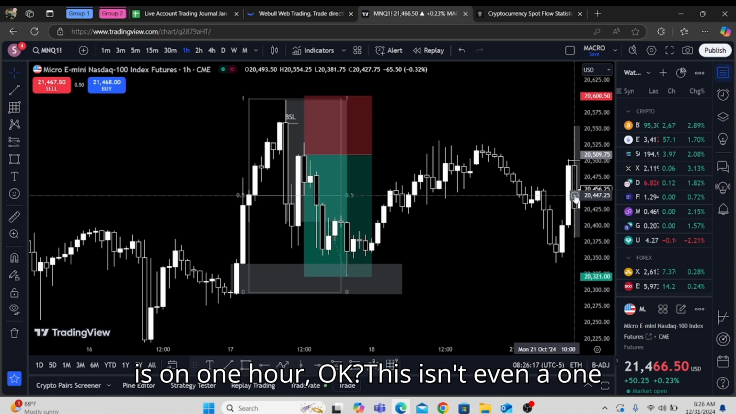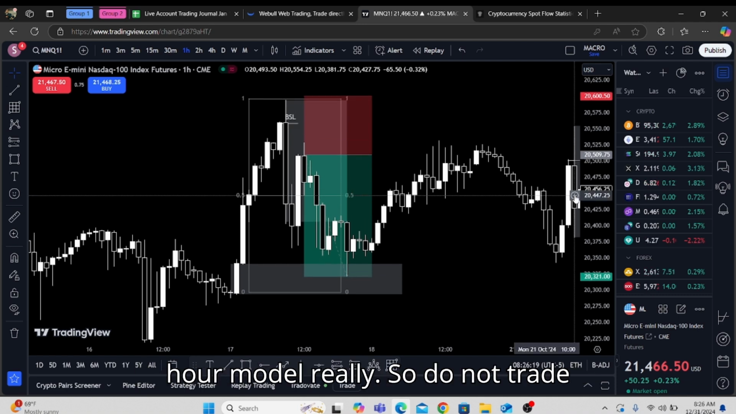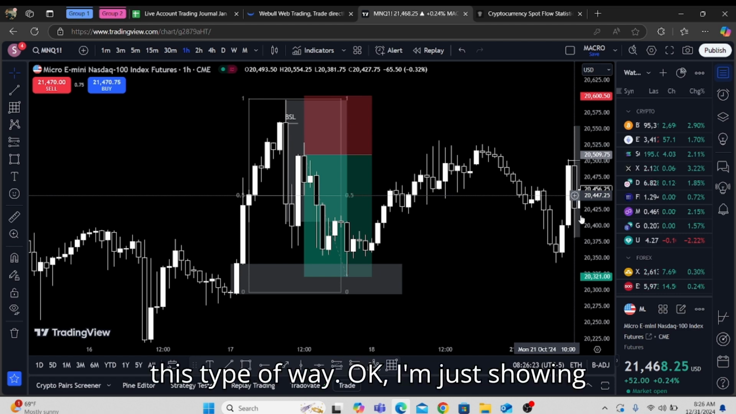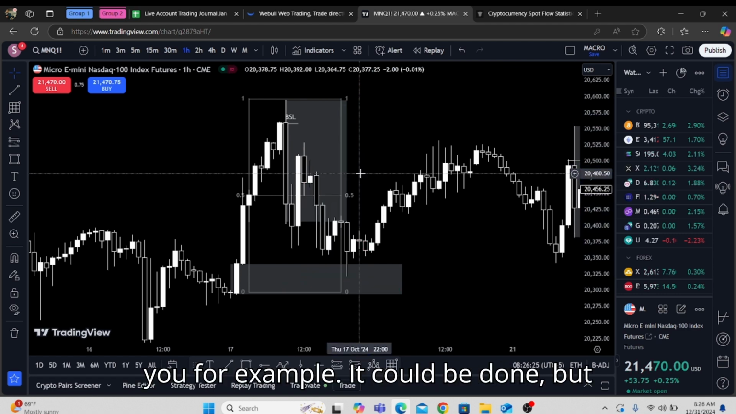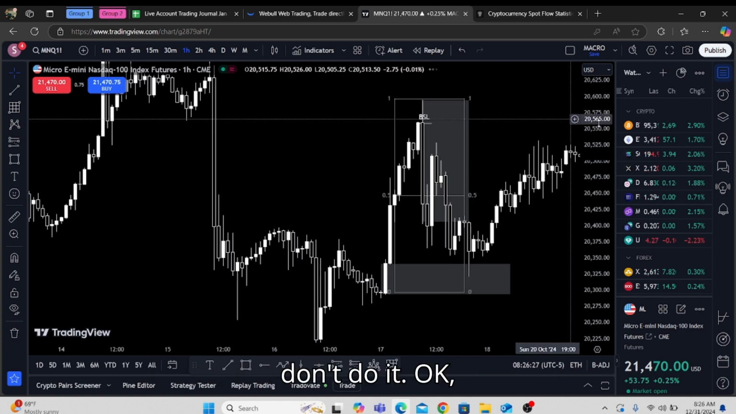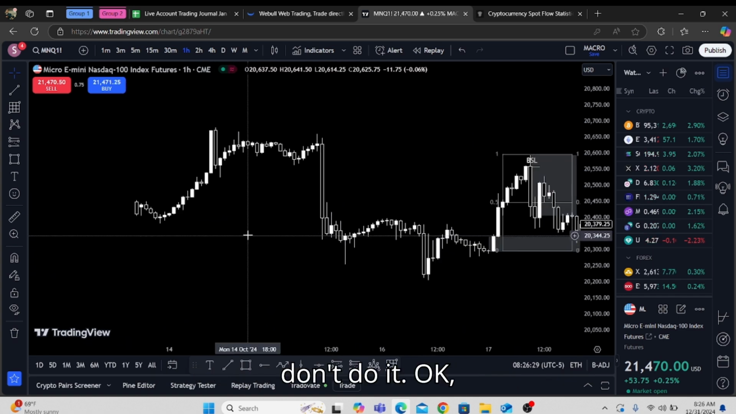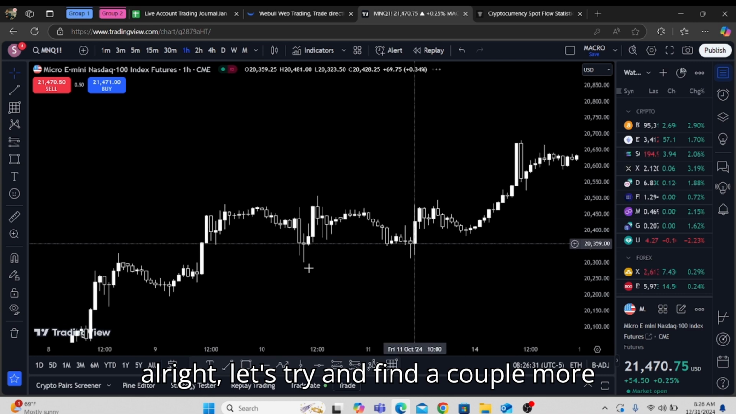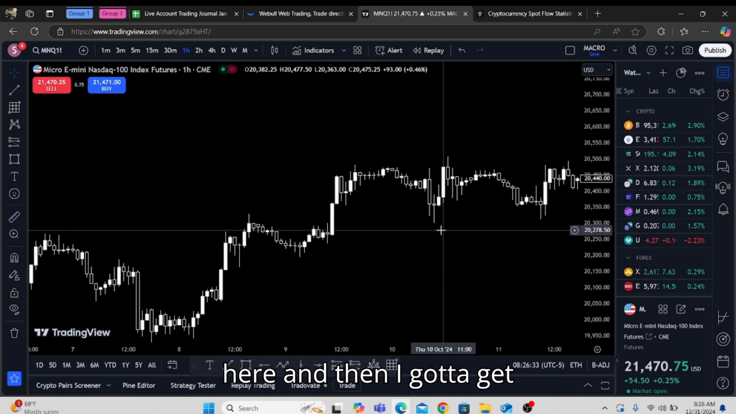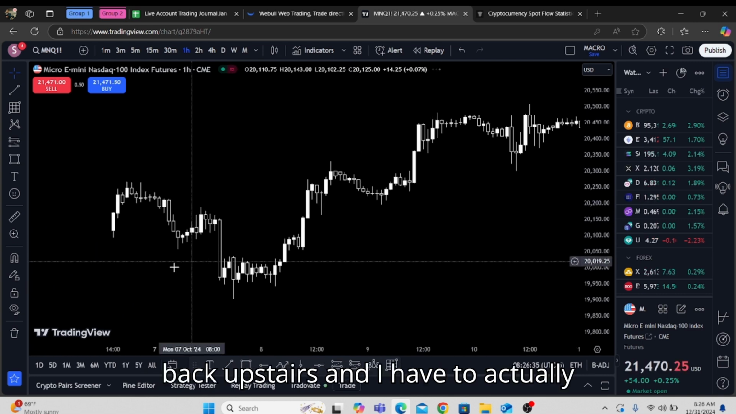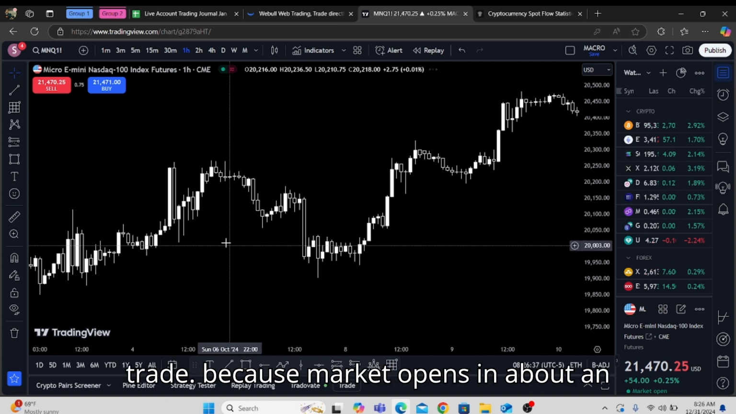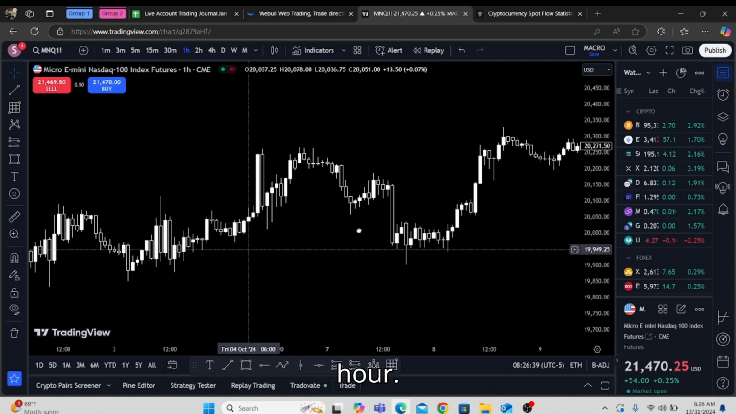And listen, this is on 1 hour. This isn't even a 1 hour model really. So do not trade this type of way. I'm just showing you for example. It could be done, but don't do it. All right. Let's try and find a couple more here, and then I have to get back upstairs and actually trade because market opens in about an hour.